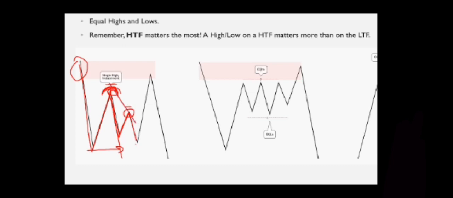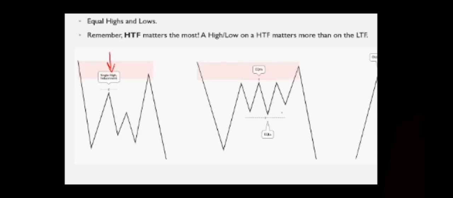Then the market does the manipulation, comes into the supply zone, and then it sells off. So this is one of the types, which is also called inducement. This is just a single high. Usually they are located just below a supply zone or above a demand zone in the opposite case.